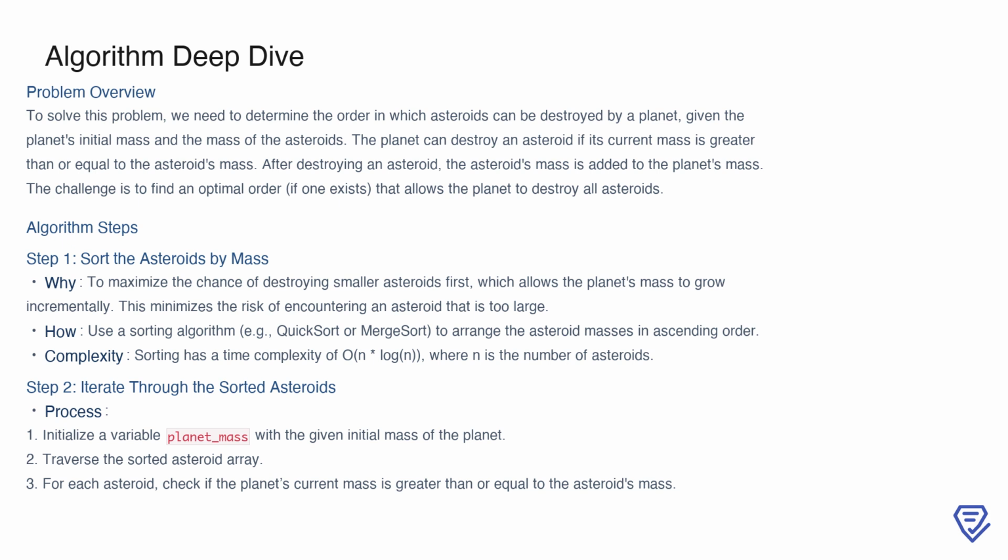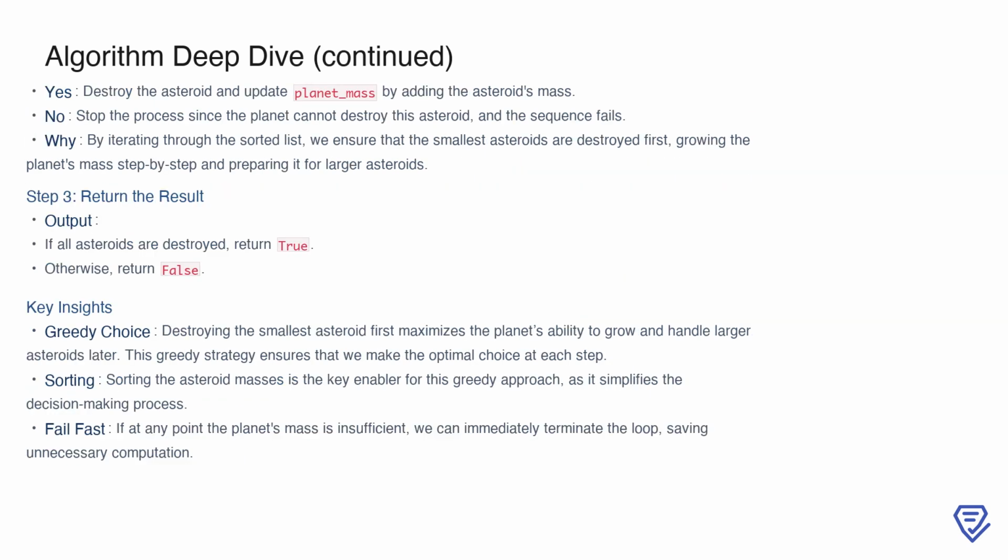After sorting, we move on to iterating through the sorted asteroid list to determine if the planet can destroy each asteroid in sequence. During the iteration, we initialize a variable called planet_mass to represent the planet's starting mass. For each asteroid in the sorted array, we check if the planet's current mass is greater than or equal to the asteroid's mass. If the condition is met, the asteroid is destroyed, and its mass is added to the planet's mass, allowing it to grow further.